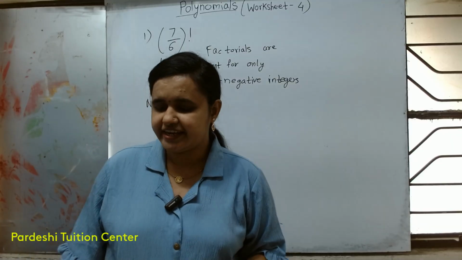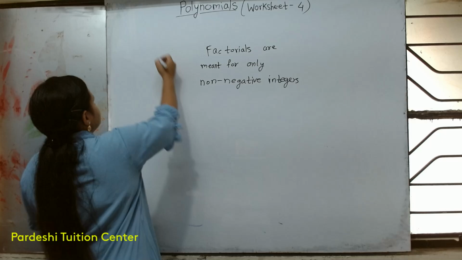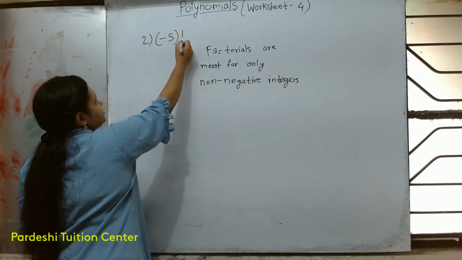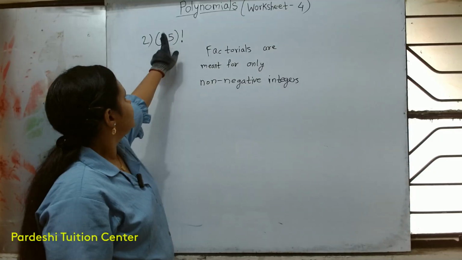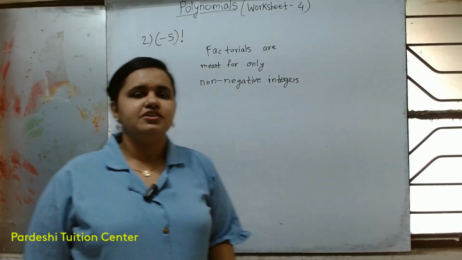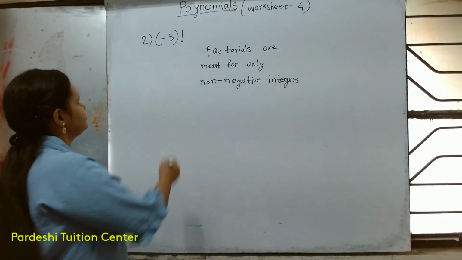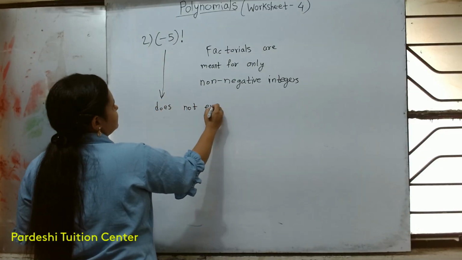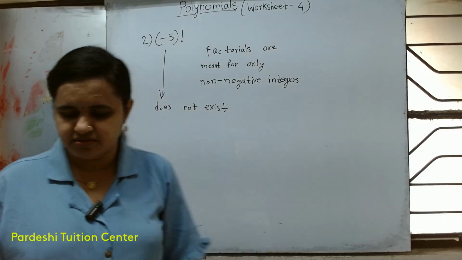Now the second one is also like that. What is the second question? It is minus 5 factorial. Is it possible to find the factorial of minus 5? No, it is not possible because it is negative and we cannot find the factorial of negative numbers. So it is also not defined. The option is does not exist, so the option number is 4, does not exist, okay.